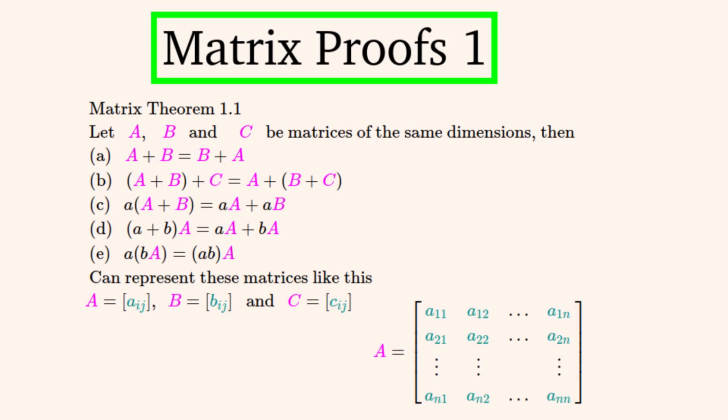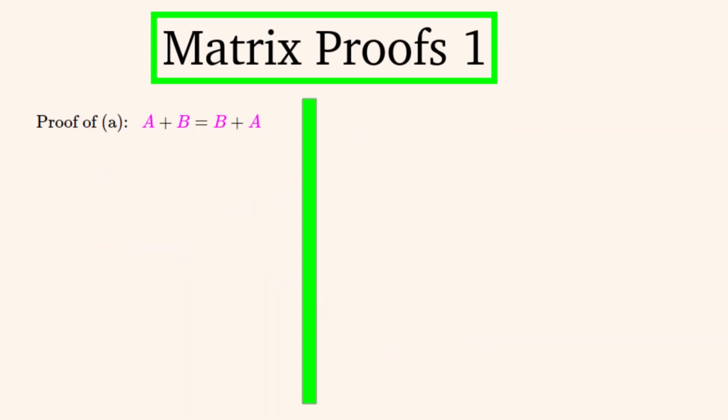We can represent a matrix using this entry notation. The entry in the brackets will always be the ijth entry for any matrix being represented at the time, even if it contains lots of other variables. And this is the matrix that it represents. The entries in matrix A are small a's with indices, so that the first index represents the row and the second represents the column. So now to prove part A, that matrix addition is commutative.